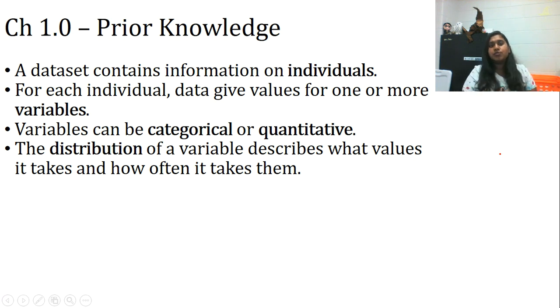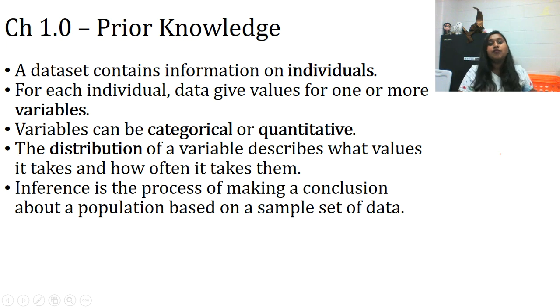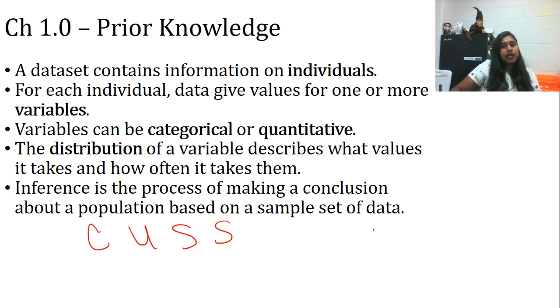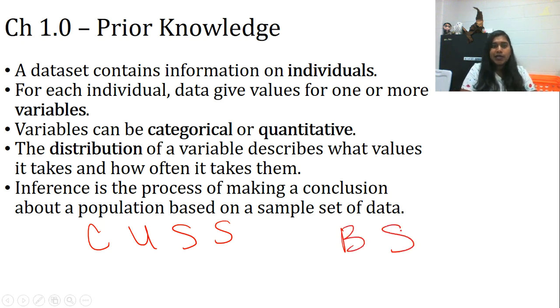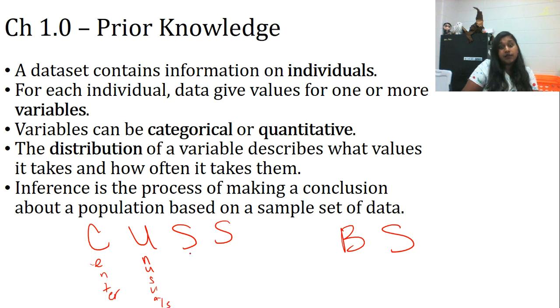Okay, the distribution of a variable describes what values it takes and how often it takes them. So in that individual variable set, what's going on, how frequently do we see that information. And inference is the process of making a conclusion. What we've learned in the past couple of weeks is that we can infer, but what is a formal inference? And then I gave you all those amazing acronyms that we're going to use in this class. We're going to CUSS and we're going to BS. So please, please, please, as you're doing your formal inferences, you need to have information about center. You need to have information about your unusuals, even if you've calculated and there's nothing, shape, and spread.